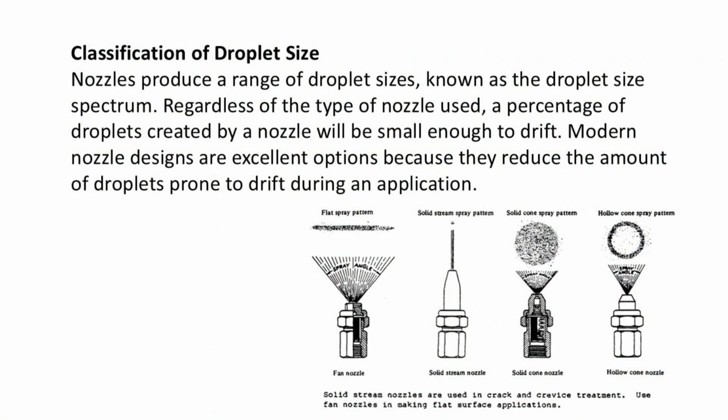Classification of droplet size. Nozzles produce a range of droplet sizes, known as the droplet size spectrum. Regardless of the type of nozzle used, a percentage of droplets created by a nozzle will be small enough to drift. Modern nozzle designs are excellent options because they reduce the amount of droplets prone to drifting during an application.